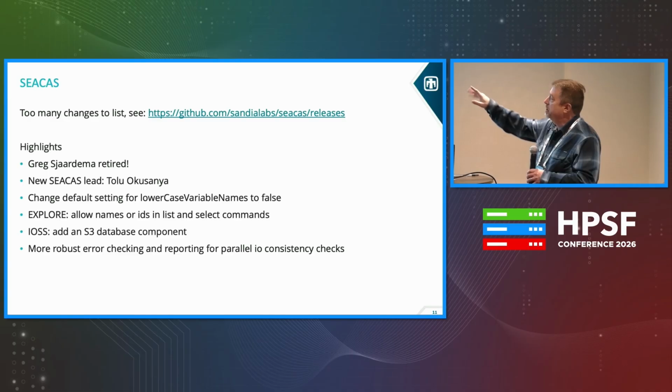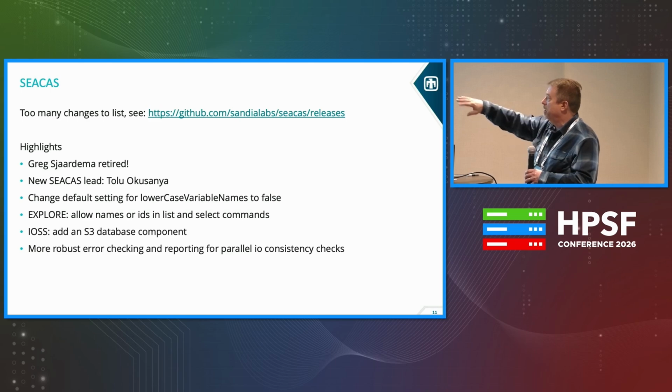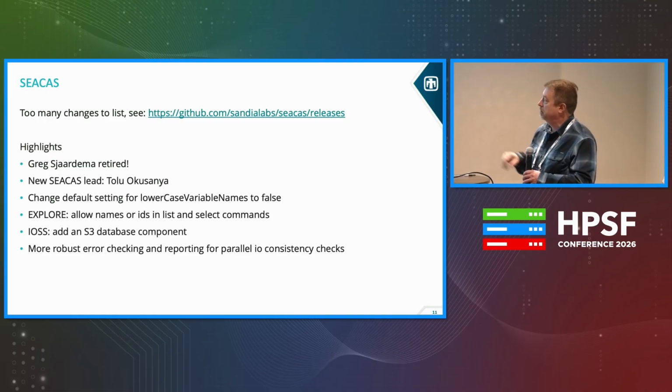A couple of changes that kind of caught us on the Trilinos side. The default setting for lowercase variable names was set to false, and so that actually caught us on some customers. The Explore tool now allows names or IDs in the list and select commands. There was some research on having IOSS write the finite element database directly to an S3 database. And there's a lot more robust error checking and reporting for parallel consistency.